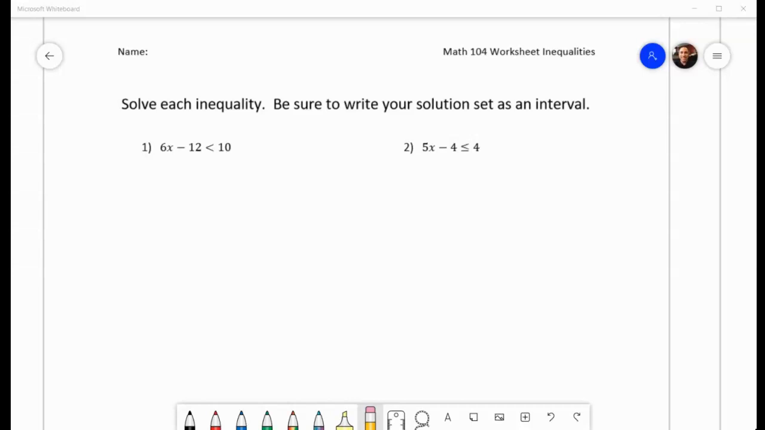All right, so remember, inequalities are just like equations in that when you solve them, you want to get x all alone on one side. You want to get x all alone on one side, okay? So from here, we're going to have 6.